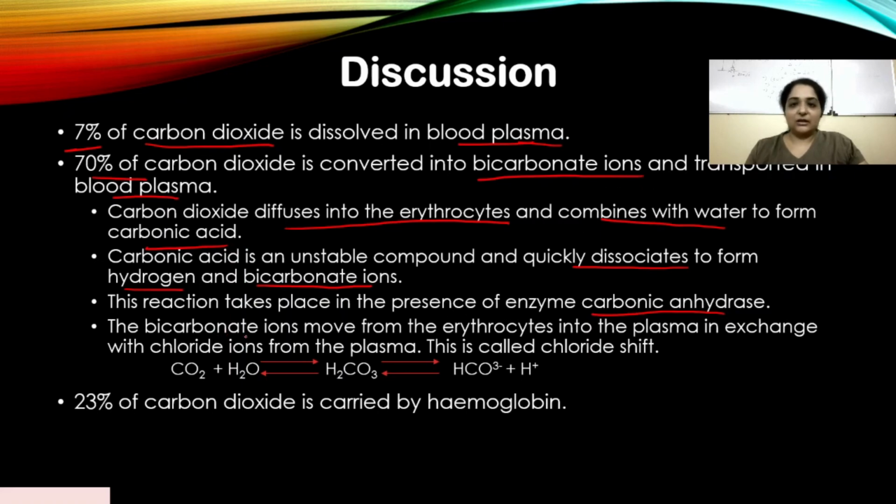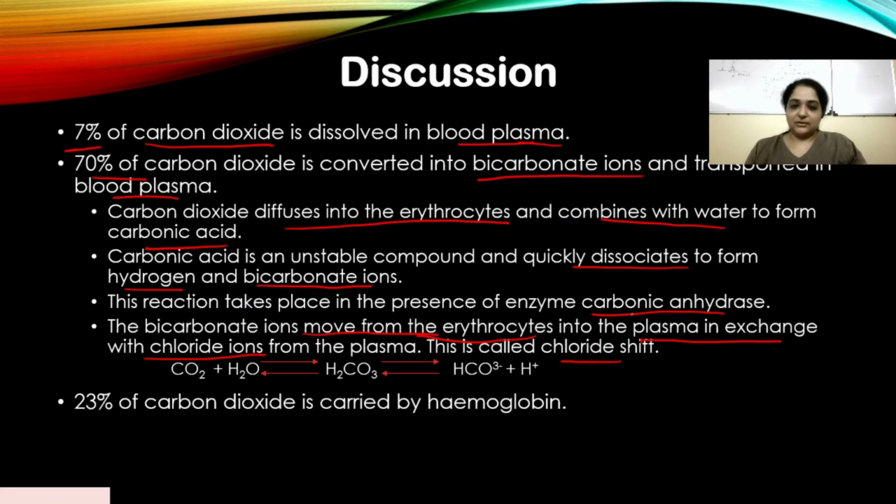Now bicarbonate ions have been formed. These bicarbonate ions move from the erythrocytes into the plasma in exchange with chloride ions from the plasma, and this is called chloride shift. This whole process is called chloride shift, when chloride ions move in and bicarbonate ions move out of the erythrocytes, and then bicarbonate ions move through the blood plasma. You can see the reaction here, CO2 plus H2O forms H2CO3, and then HCO3 minus and H plus. This is a reversible reaction.